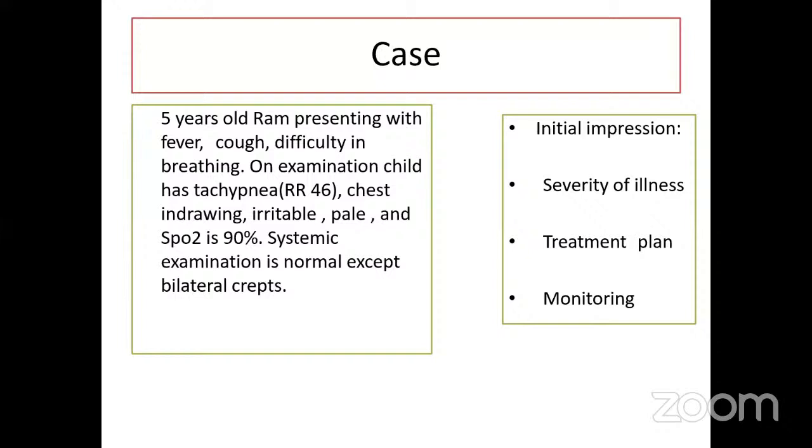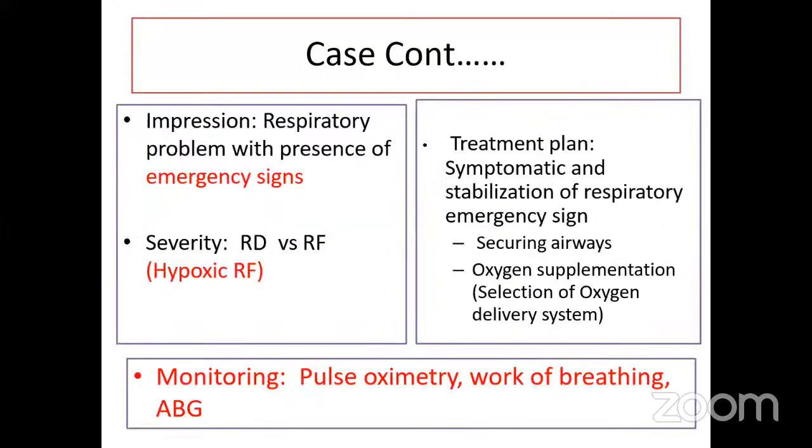What should we do about these children? We should make an initial impression. Then we should gauge the severity of illness. Then we should make a treatment plan, and then we should keep on monitoring whether the treatment plan is working or not. Impression: as we see the history of this child, the impression is that there is a respiratory problem with presence of emergency signs. Crepitations are there and respiratory rate is very high.